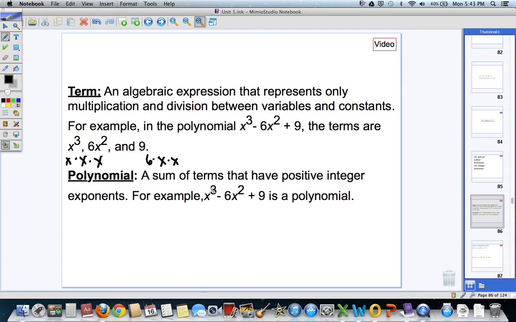For example, x cubed minus 6x squared plus 9 is a polynomial because my cube here is positive, my square here is positive, and this 9 is technically to the zero power, and that is still not negative.